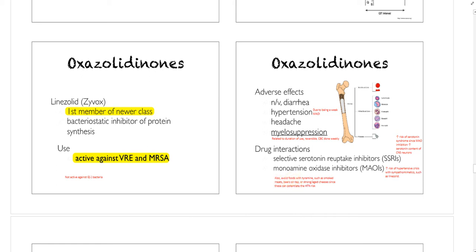Which means if we have someone taking linezolid, we want to explain to them how it's important to avoid tyramine, which is an amino acid, which can be found in things like smoked meats, smoked cheeses, aged cheeses like cheddar, beers on tap, since they can all promote a hypertensive crisis with anyone taking MAOIs or, like linezolid, an MAOI-like medication.